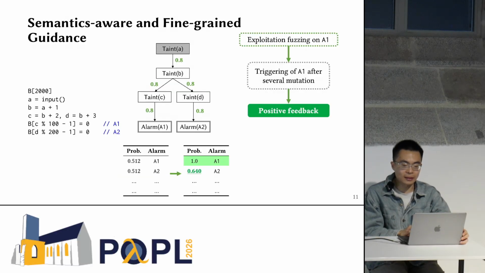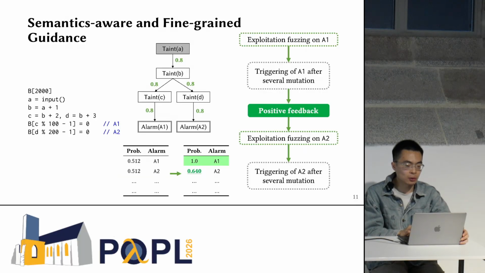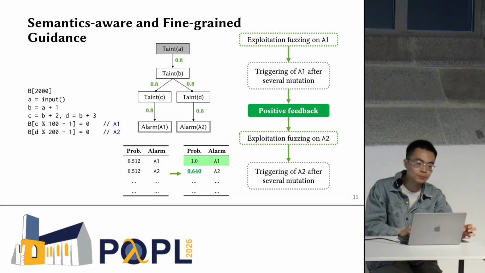Since alarm A2 is connected to A1 in the network, its probability increases, making A2 the next target. The triggering probability for A2 is approximately 1/200. So the fuzzer can also quickly trigger A2 through multiple mutations.